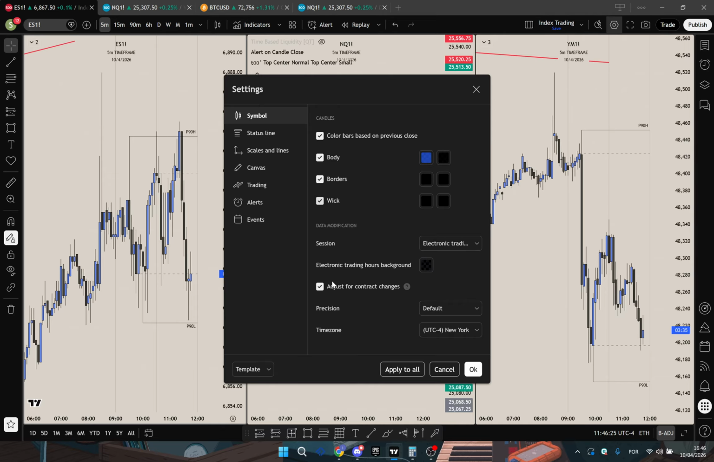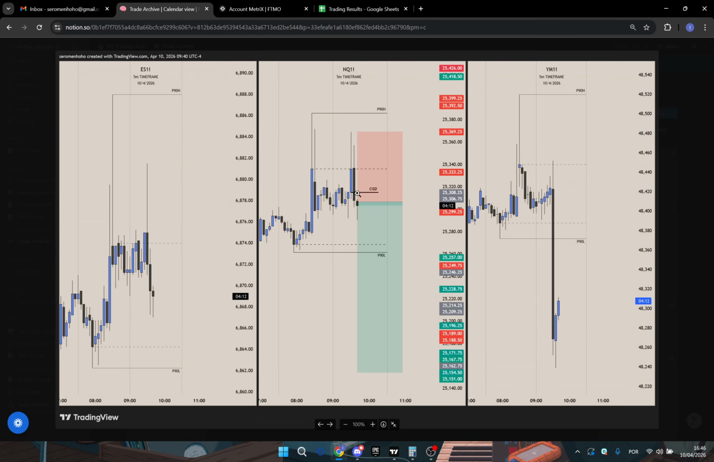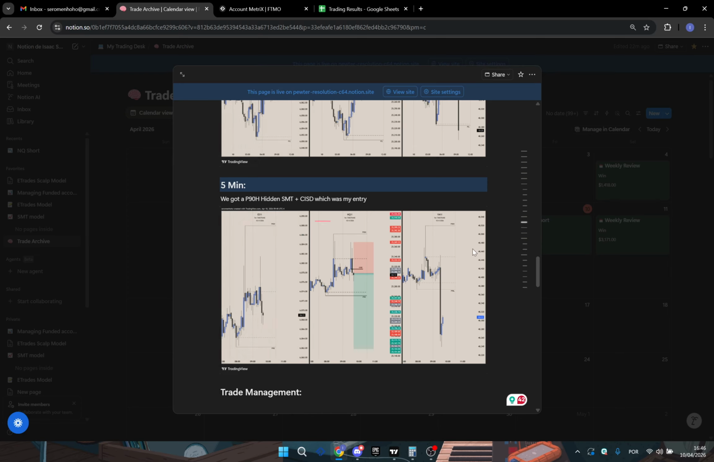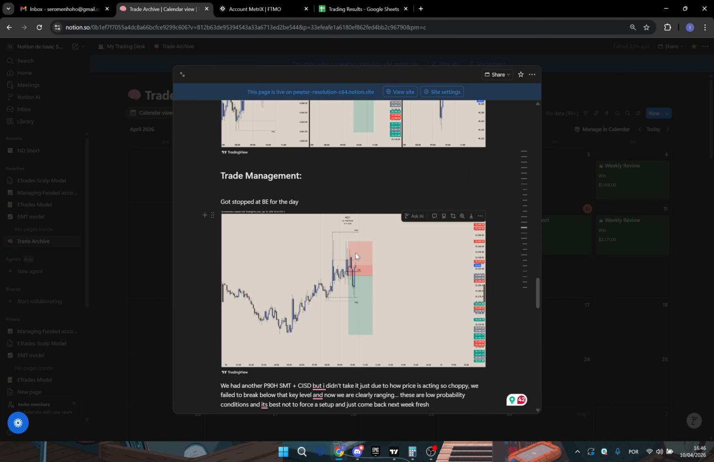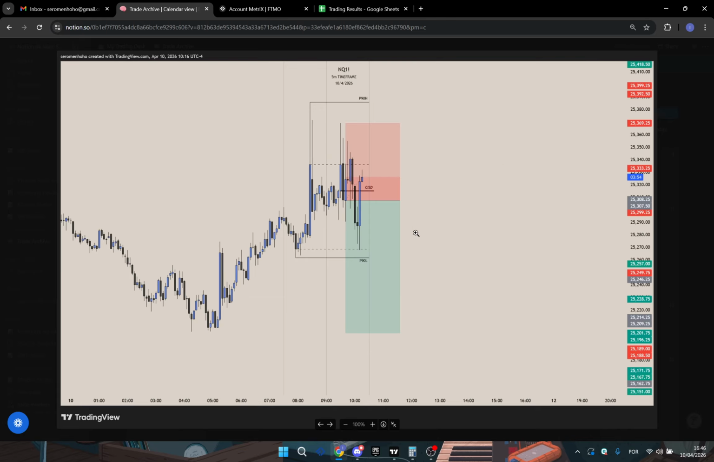So when we got that SMT and change in state of delivery right here, I entered a short position and just targeted much lower because previous day low was really far away. But yeah, that was the trade. And then I got stopped at break even.